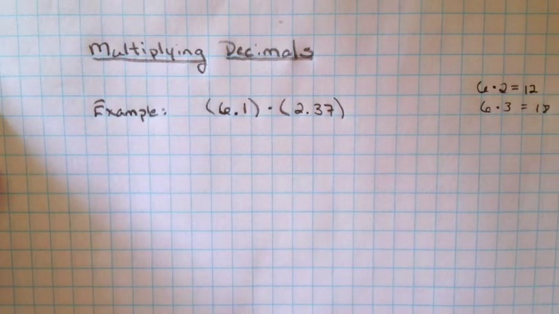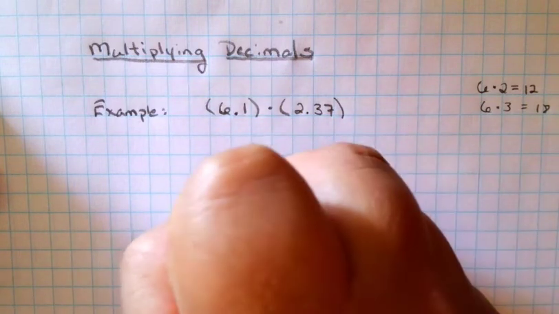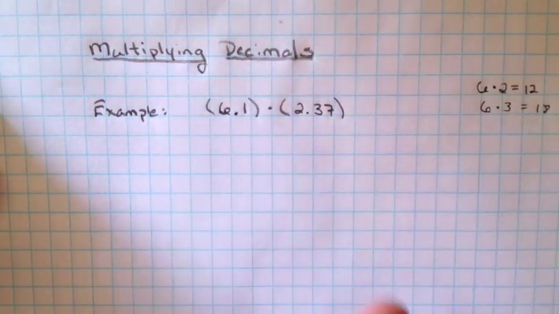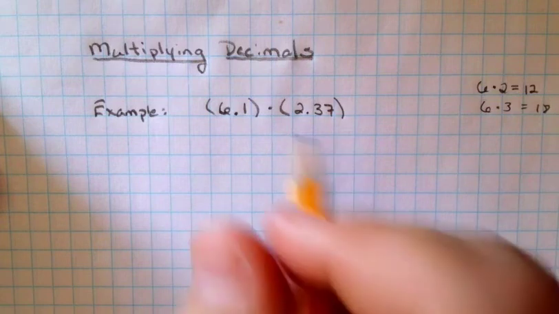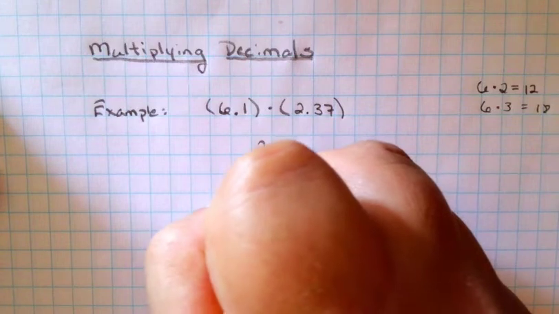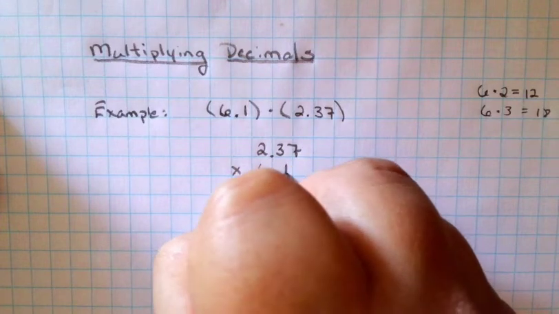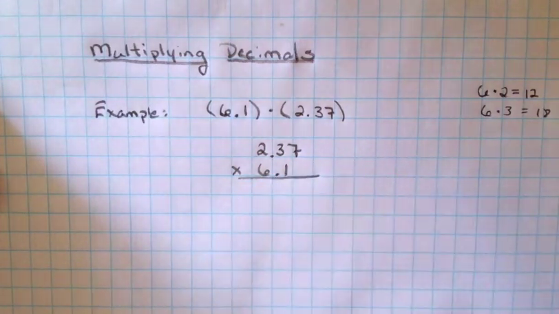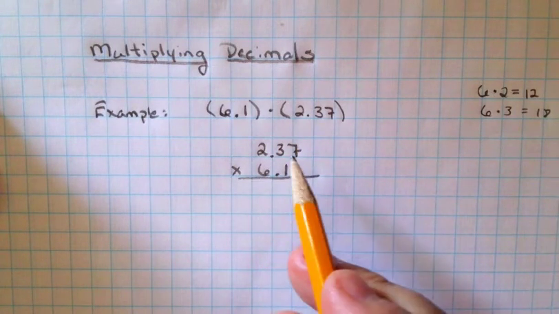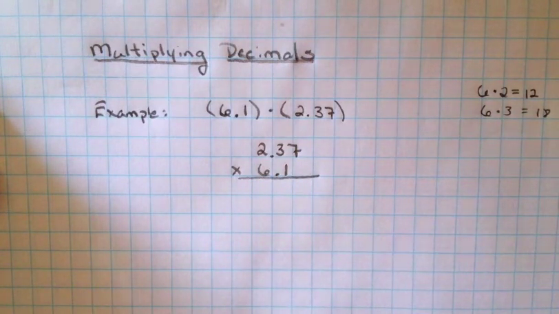What I'm going to do is just take the 6 and the 1 and multiply it by the 2, the 3, and the 7. It doesn't really matter the order in which I write these because multiplication is commutative. So maybe I'll put the 2, the 3, and the 7 up top, and multiply that by the 6.1. What our algorithm tells us to do is take this 1, multiply it by each of these, and then take the 6, multiply it by each of these. I'm going to forget about the decimal for right now. We'll come back to the decimal in a little bit.